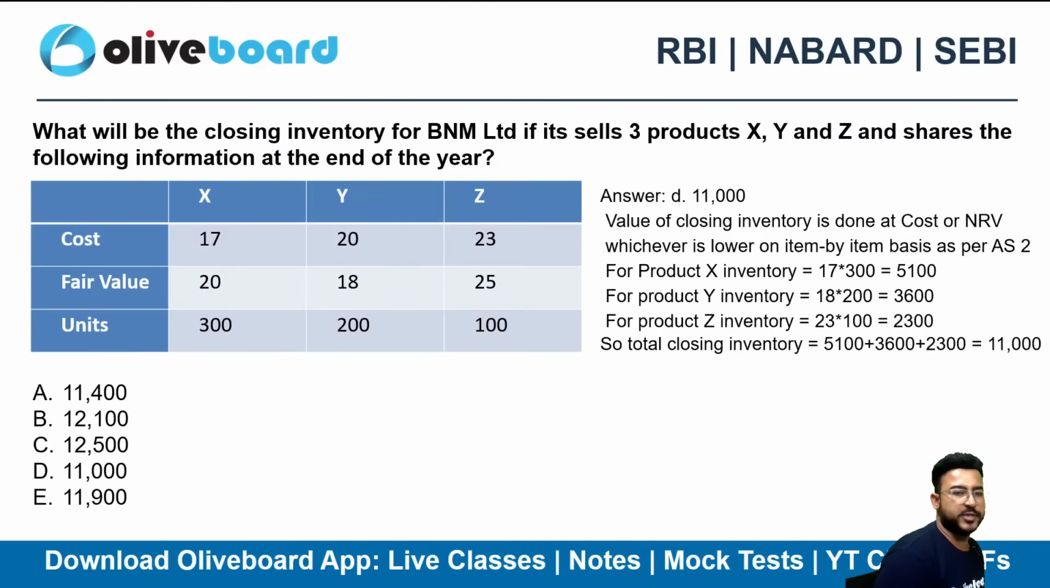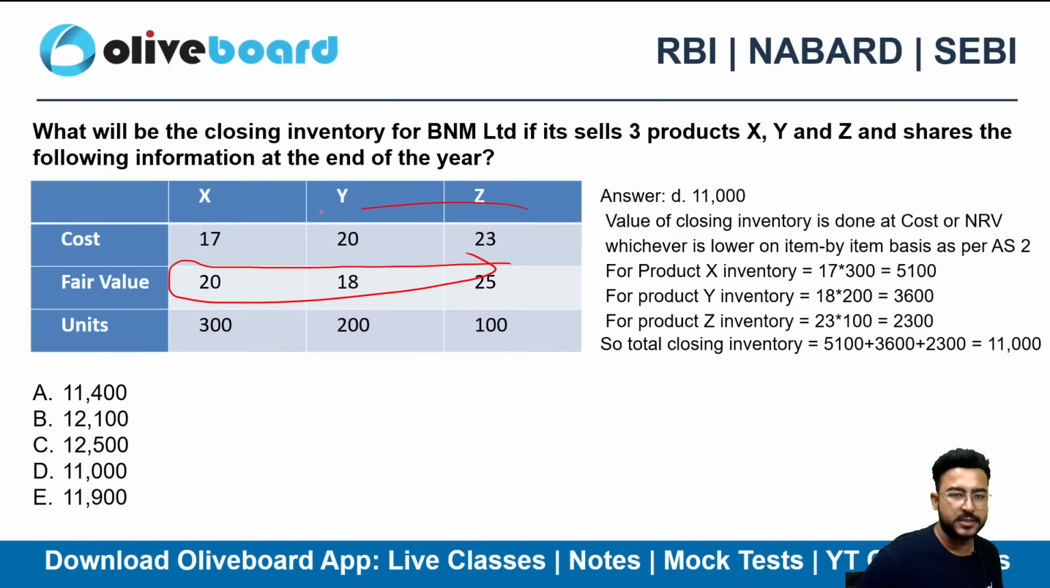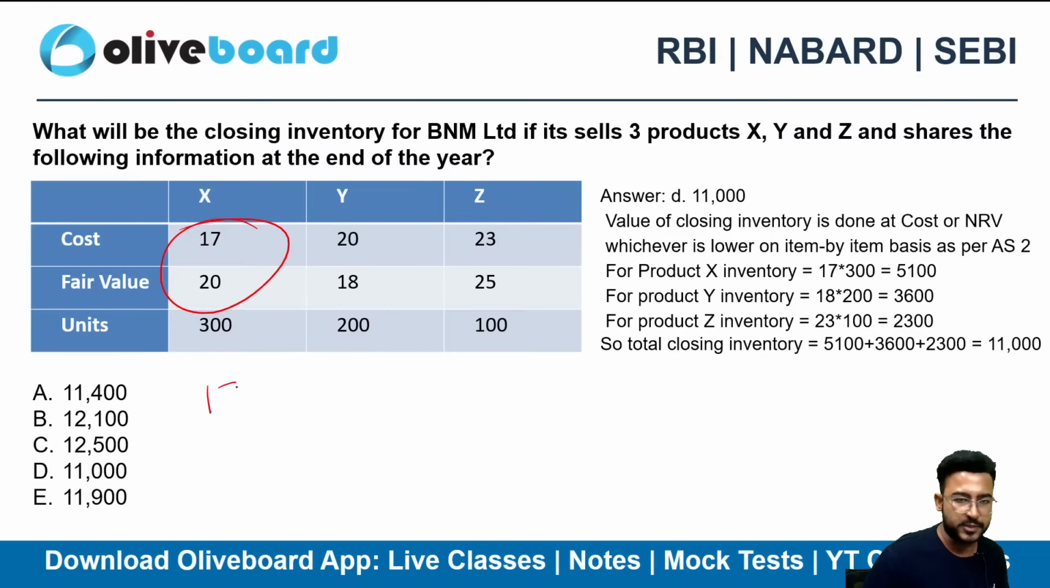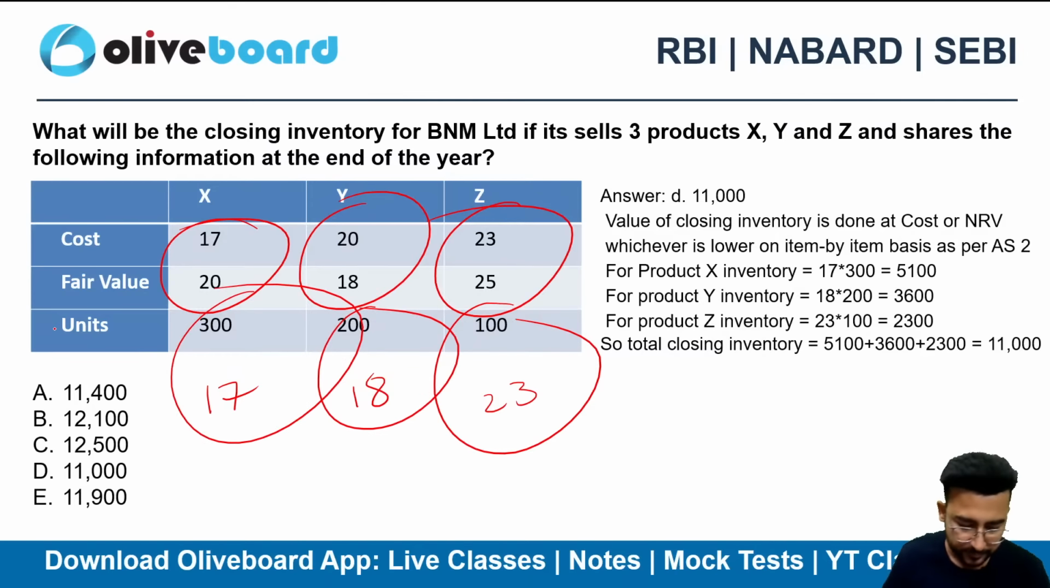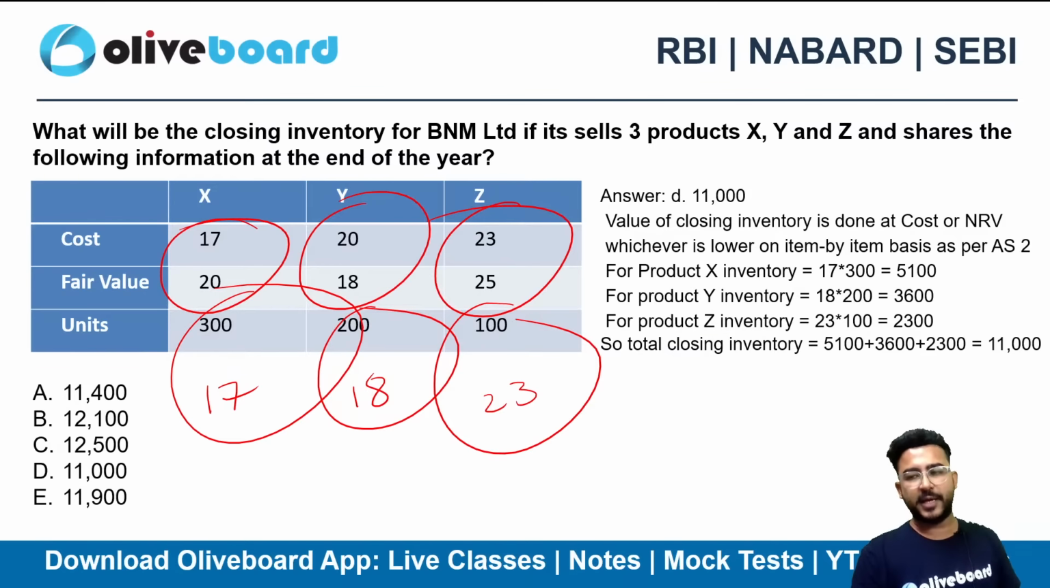$11,000 will be the correct choice. Do remember, never total the fair values and the cost. We need to check it item by item basis. So here lower of cost or NRV, cost is lower. Here NRV, fair value, is lower. Here cost is lower. And just multiply it with the units. That's it. 11,000 will be the correct choice.